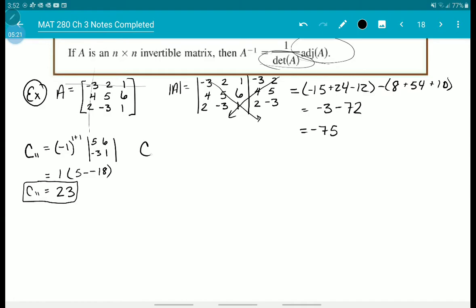So now we're going to find C12, the cofactor that corresponds to taking out the first row and the second column. So we need the sign. It's negative 1 to the 1 plus 2 times the determinant of the matrix 4, 6, 2, 1. Negative 1 to the third power is a negative 1. And then we have 4 minus 12, so negative 1 times a negative 8 is a positive 8. So there's C12.